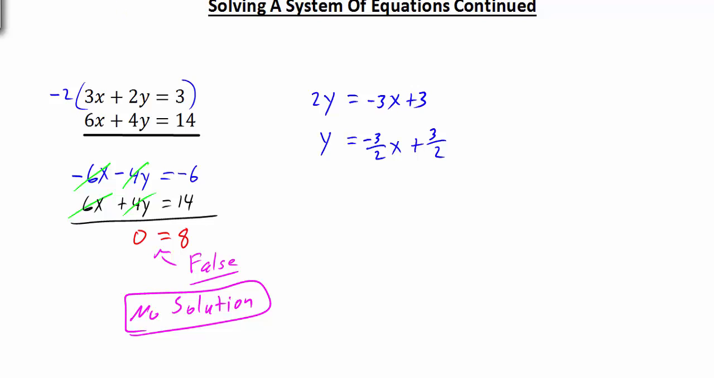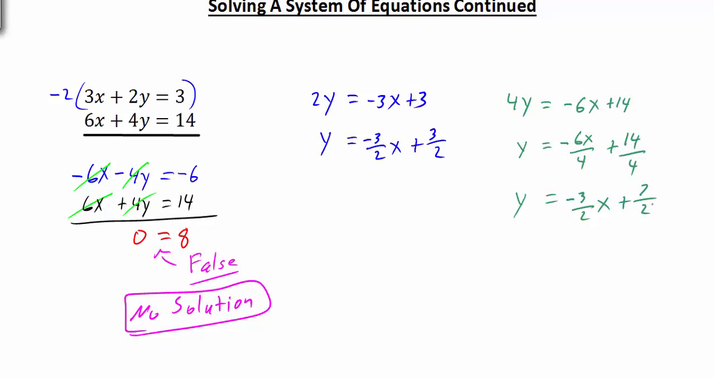And then if we solve the other equation, we would have the 4y. We want to get rid of the 6x, so that would be a negative 6x plus 14. And then divide by 4, we get y equals a negative 6x over 4 plus 14 over 4. And here we could simplify negative 6 over 4. We could divide by 2 and we'd have a negative 3/2 x plus 2 into 14 is 7 and 2 into 4 is 2.